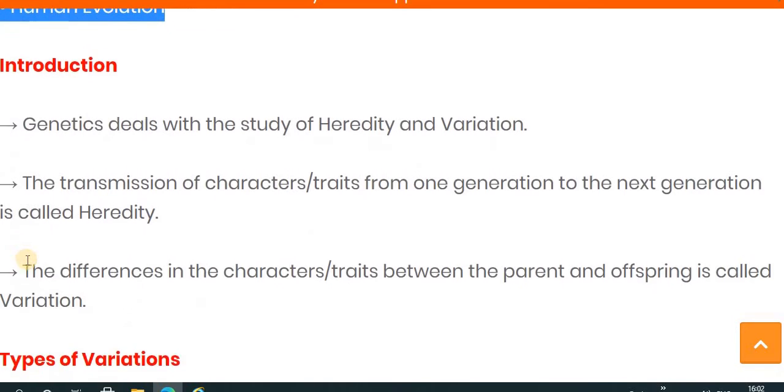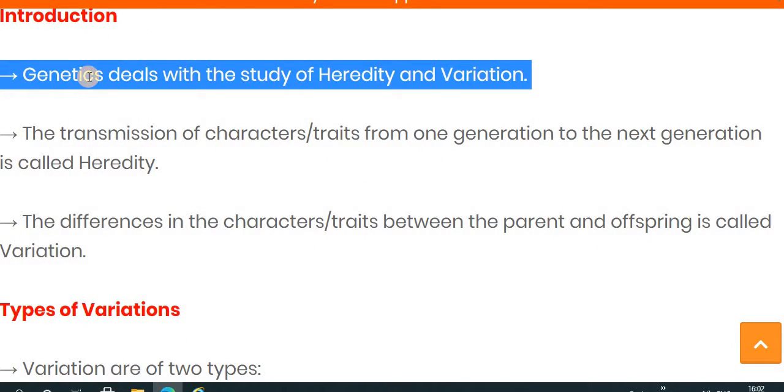Now let's start with the introduction part. Genetics deals with the study of heredity and variation. DNA stores all the information, and that information is passed from one generation to another. While passing these characteristics or traits from one generation to another, some changes or differences occur, and due to this difference, variation occurs.